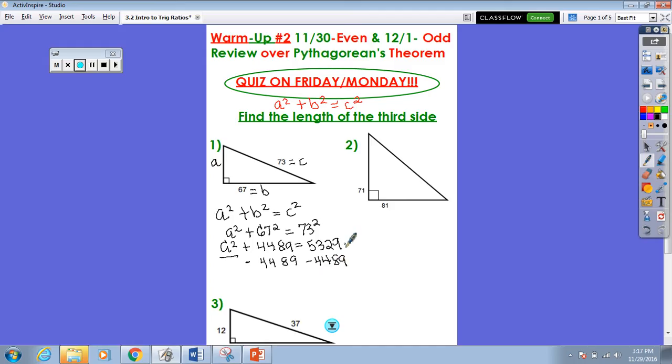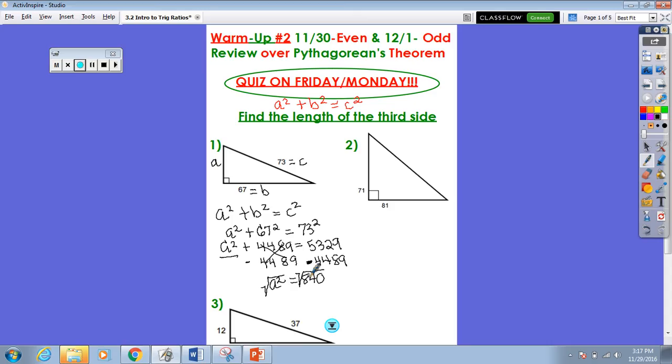Excuse my handwriting. I'm trying to write as neat as possible. Alright, so a squared, because this cancels, equals, using my calculator, 5,329 minus 4,489 gives me 840. And remember, to get rid of the square, we have to take the square root. So I'm taking the square root of a squared and the square root of 840.